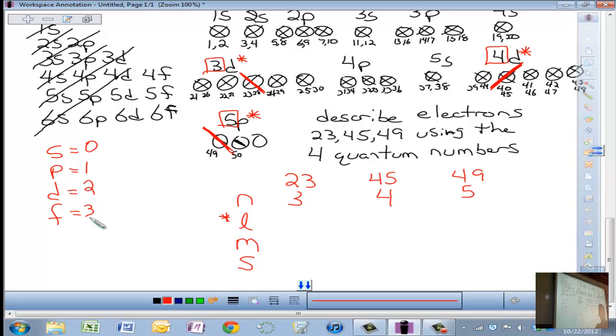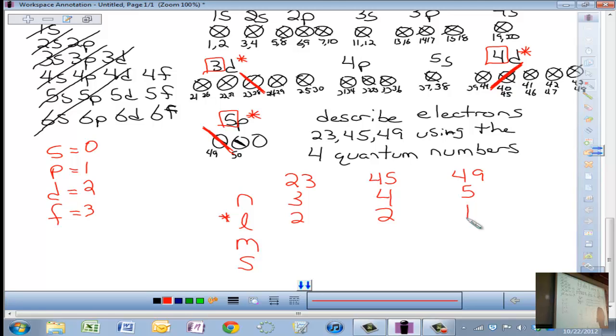So let's go ahead and look at number 23. 23, it said 3d. d, right here, is a value of 2. 45, okay? 4d. Again, it is a d, so I'm going to put a 2 in there. And number 49 is over here in the 5p. The value of a p was 1.